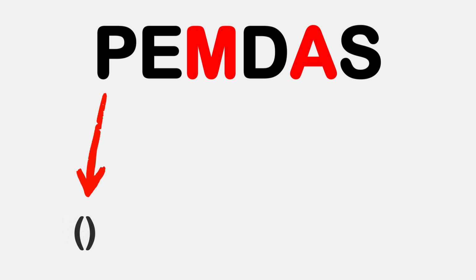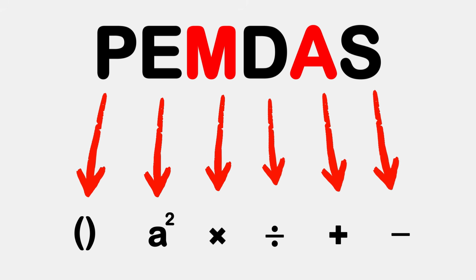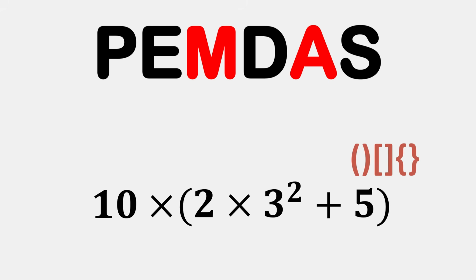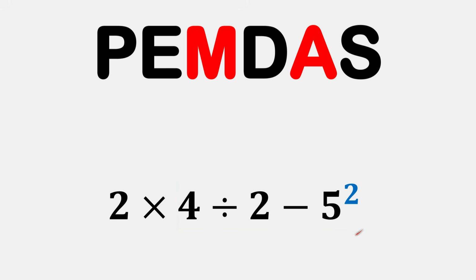P stands for parentheses. E stands for exponents. M and D stand for multiplication and division. A and S stand for addition and subtraction. This phrase acts like a checklist. Parentheses always come first. If you see brackets, solve everything inside them first. Next, we have exponents. For example, in this expression, you must solve the power inside the parentheses before anything else. And in this one, that 5 squared at the end is your top priority.